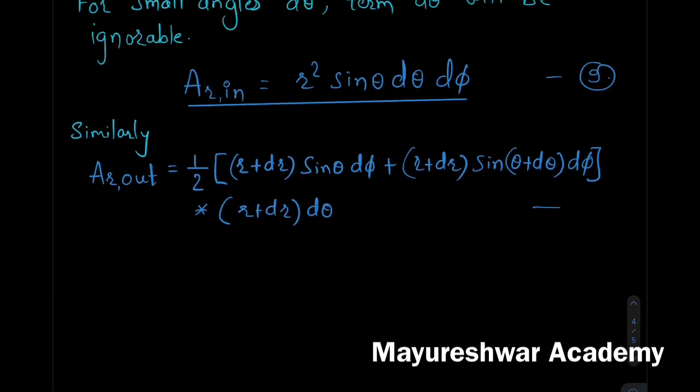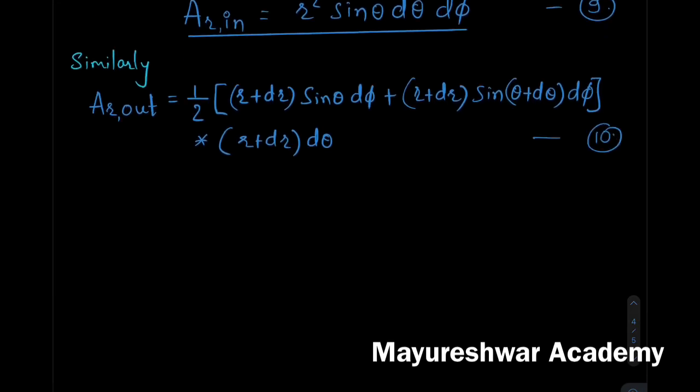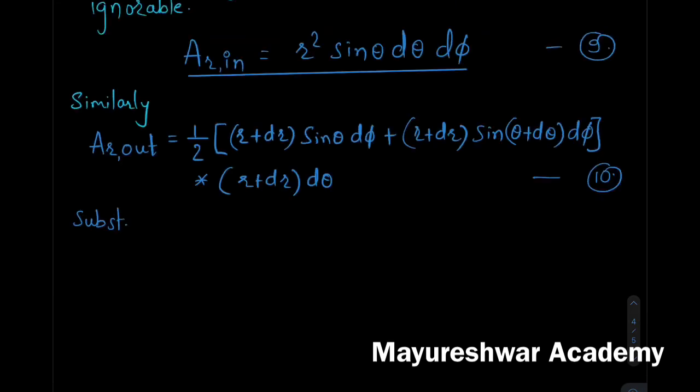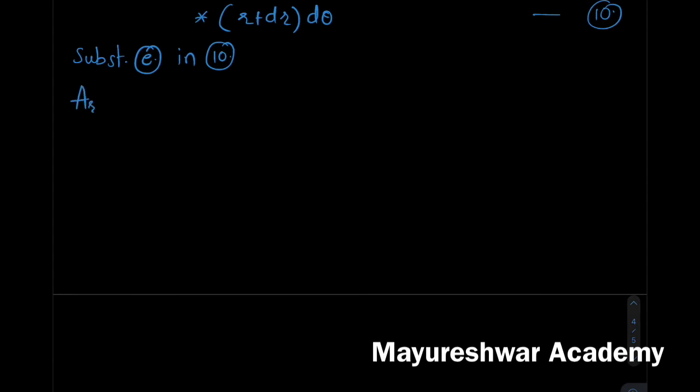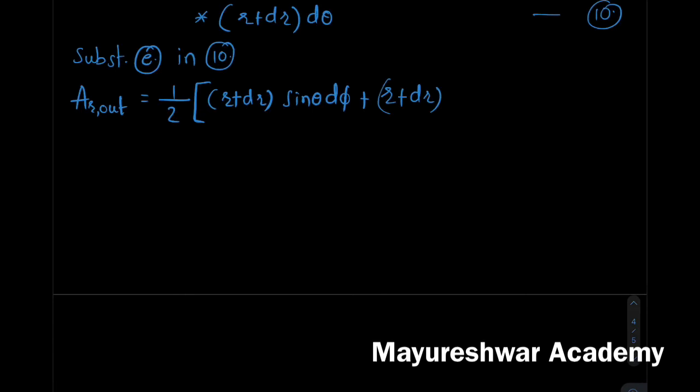Okay, so now let us again directly substitute that equation E, I suppose, yes, equation E into equation 10 for sine of theta plus d theta. So we can directly write Ar out is 1/2 of r plus dr times sine theta into d phi plus r plus dr times sine theta plus cos theta d theta times d phi, multiplied by r plus dr times d theta.